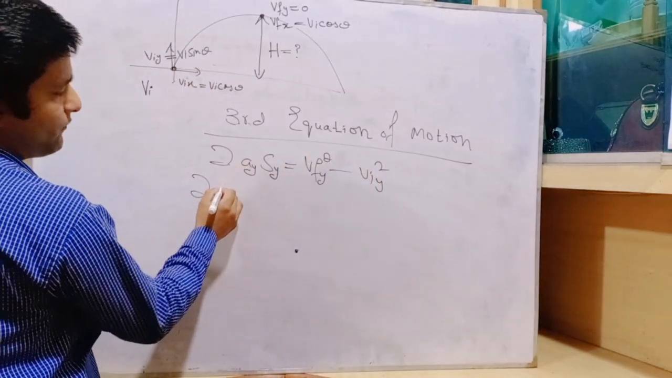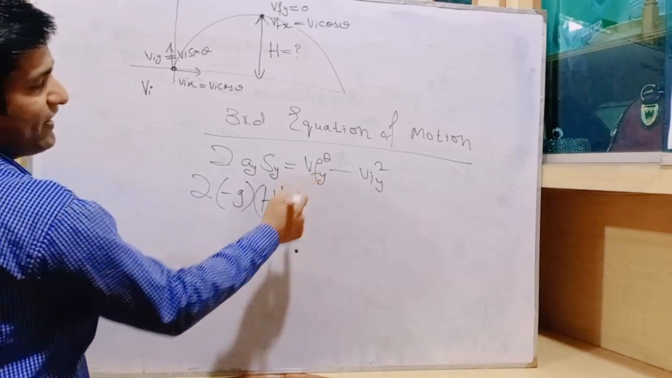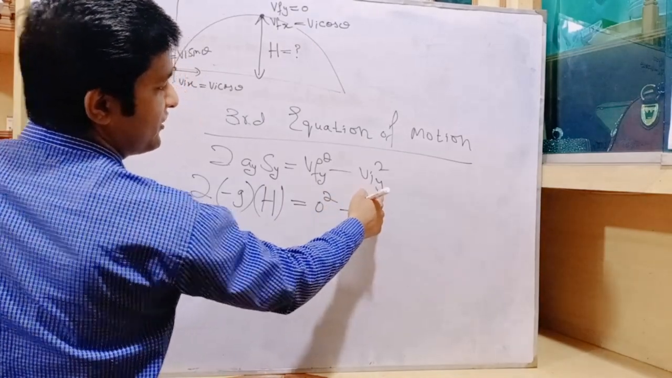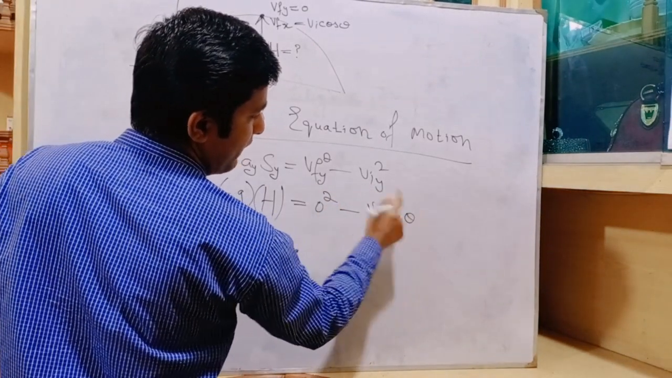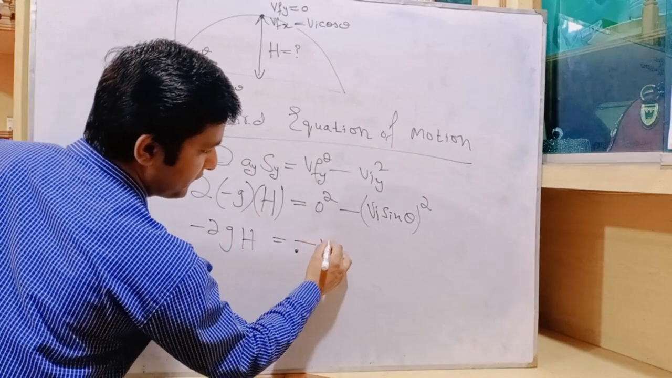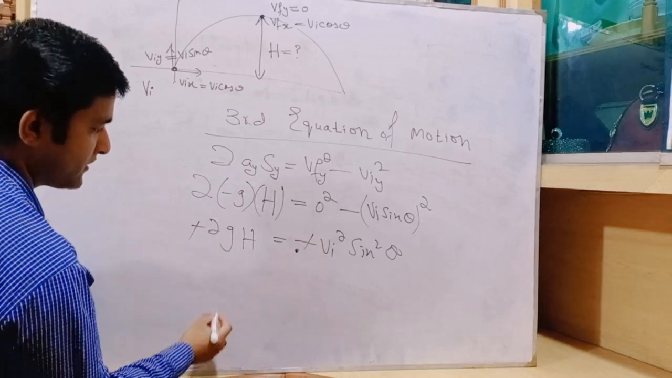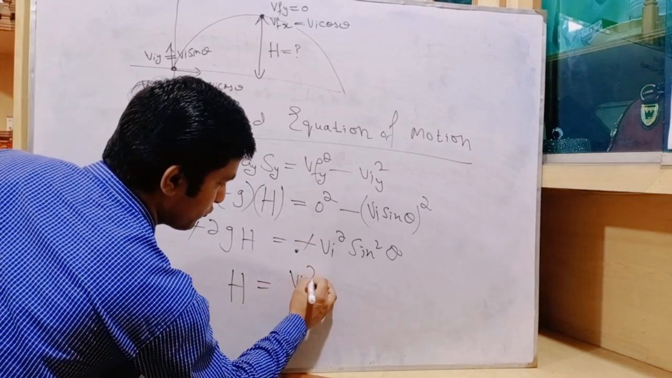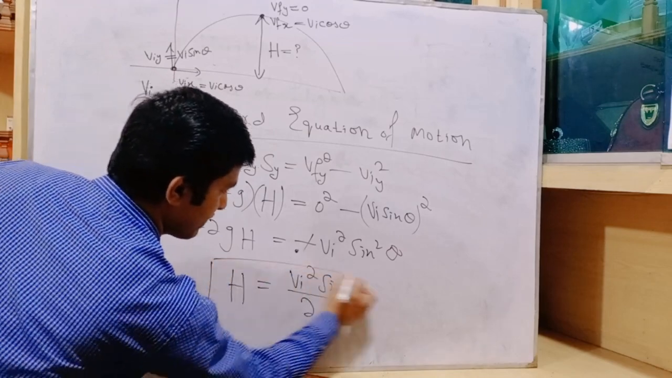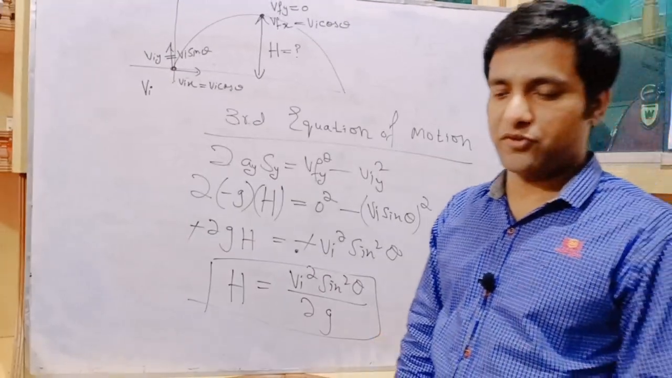So what is AY? Minus g. What is SY? Is it the height of the projectile? VFY, final velocity over here, zero. Initial velocity, VI sine theta, Y component, square. Minus 2gh is equal to minus VI square sine square theta. Then this minus will be cancelled and h is VI square sine square theta divided by 2g. So this is the maximum vertical distance of the projectile that we are calling the height of the projectile.